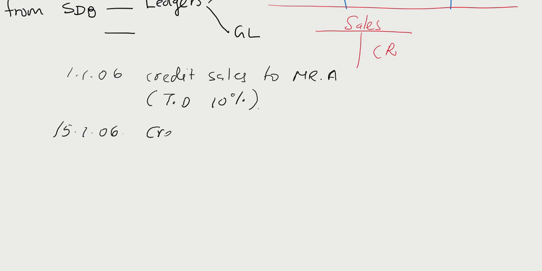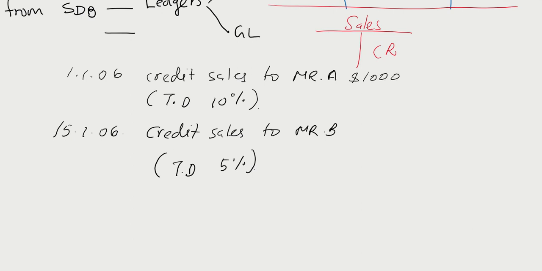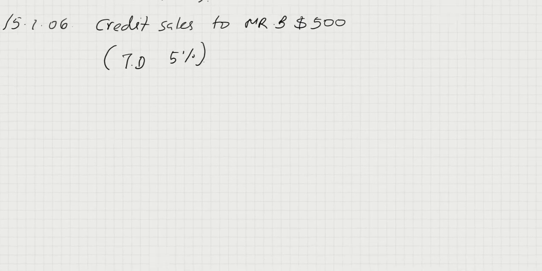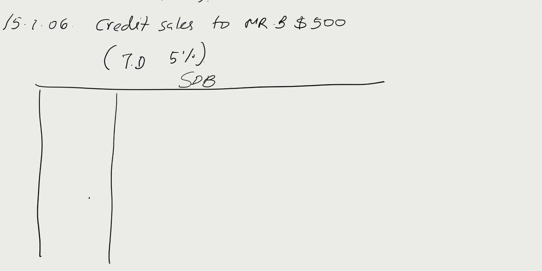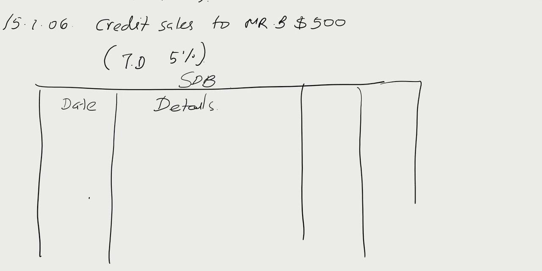On 15th, there is another credit sale which you did for Mr. B. And you allowed a trade discount of 5%. Here you sold for $1,000 and for B you sold it for $500. Now let's see how we are going to prepare a sales day book. These are the main components: date, details, and you have two columns to write the amount.